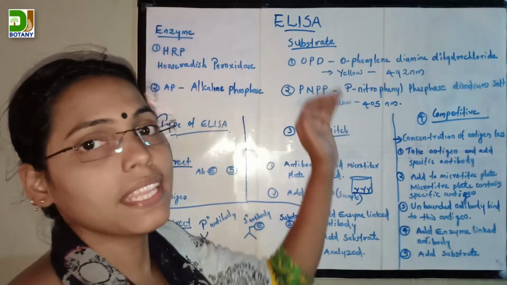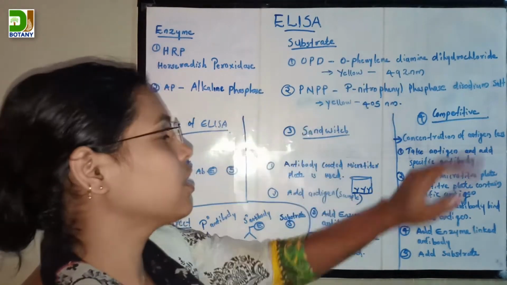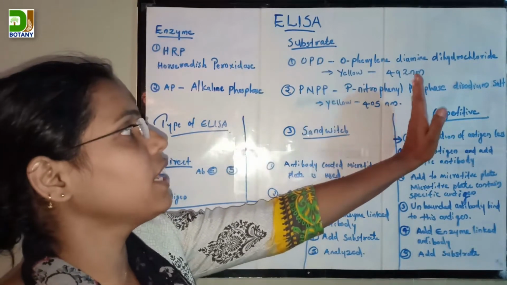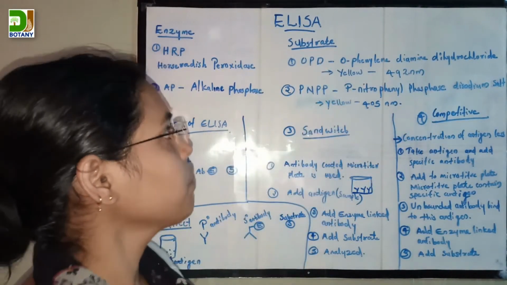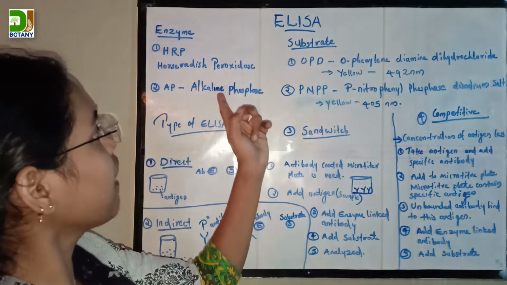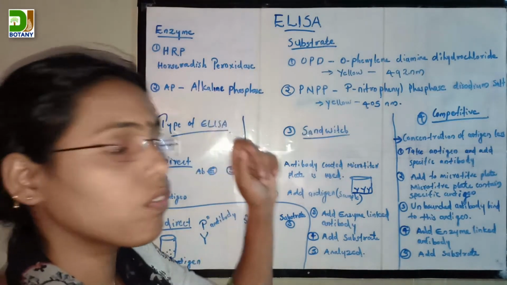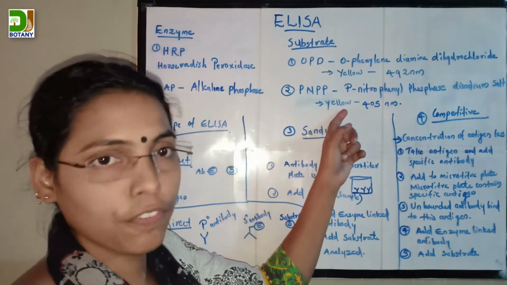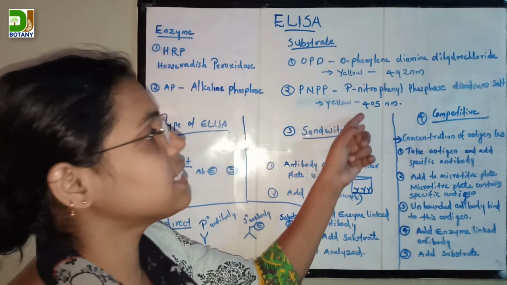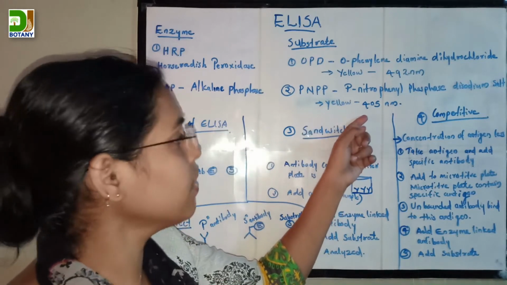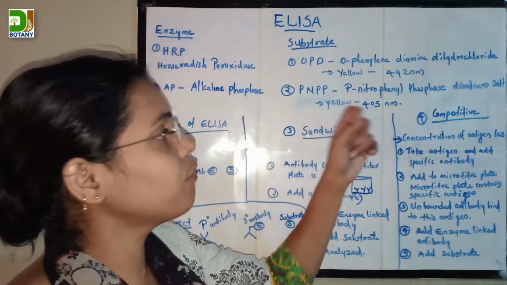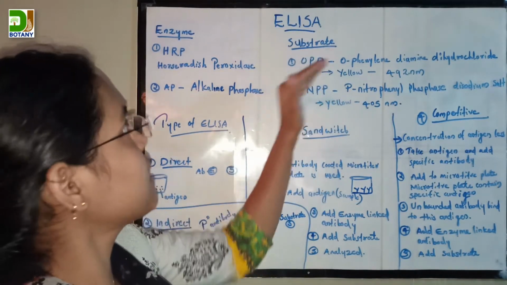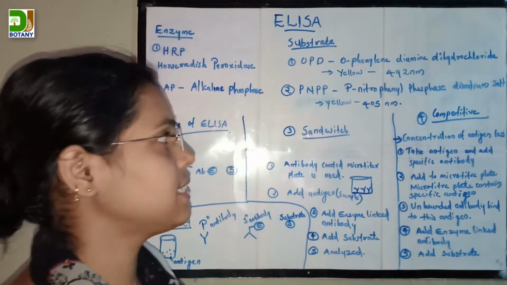This yellow color is determined with a colorimeter at the 405 nanometer wavelength. In this, the enzyme alkaline phosphatase is always bound with the PNPP substrate. It leads to the formation of yellow color. Then this is determined with the colorimeter at the wavelength of 405 nanometer. So these are the commonly used substrates and enzymes in ELISA techniques.